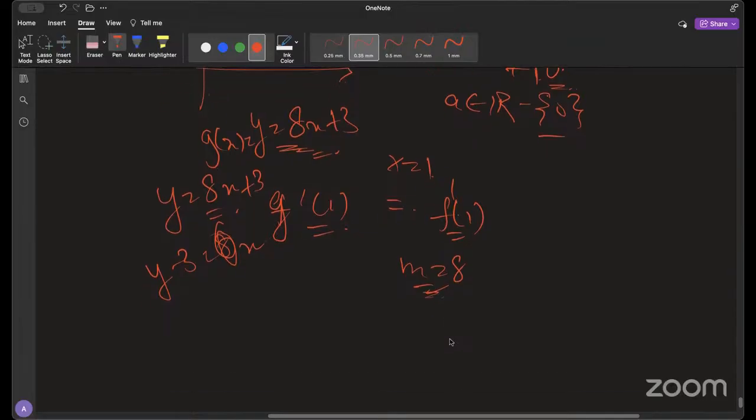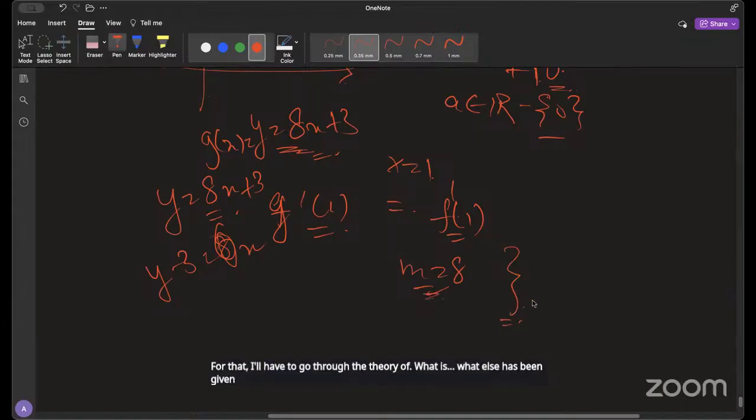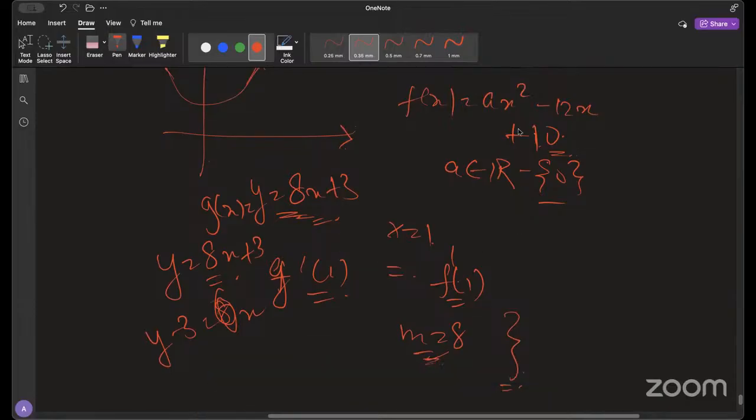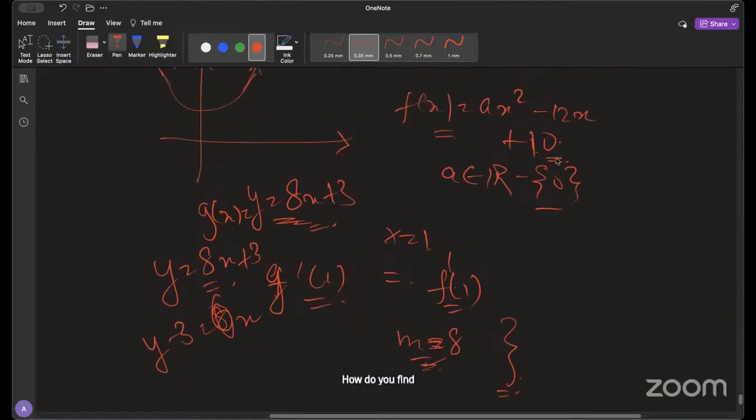For that, I'll have to go through the theory of what else has been given till week 4, week 3, whatever this question is from. Ma'am, I don't think anything is given around this equation, and the value of slope and the point. Ma'am, basically, we just had to equate the two things and then A will come out to be 10. But for that, you need to use this thing, no? How do you find the slope of this?